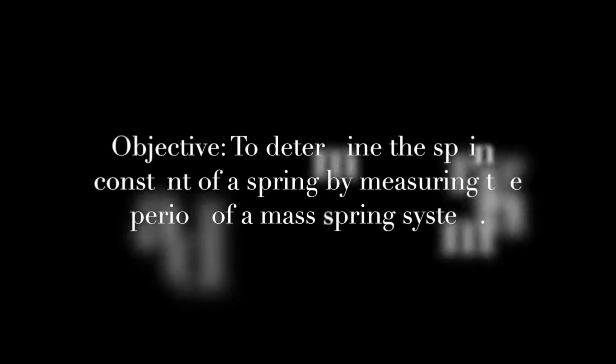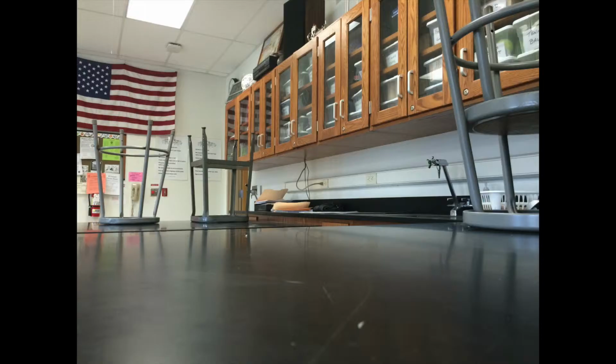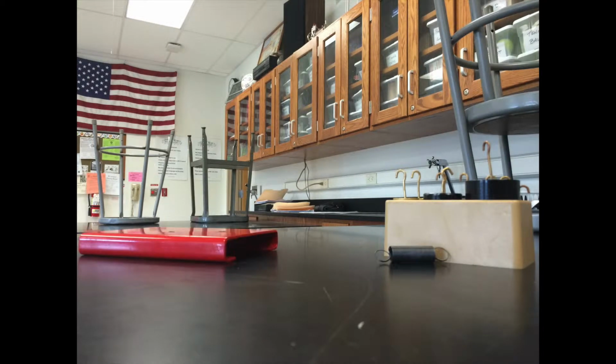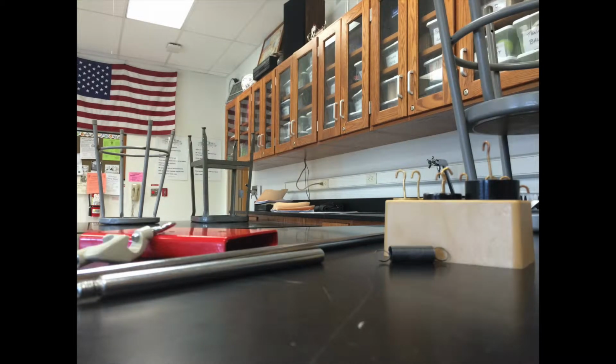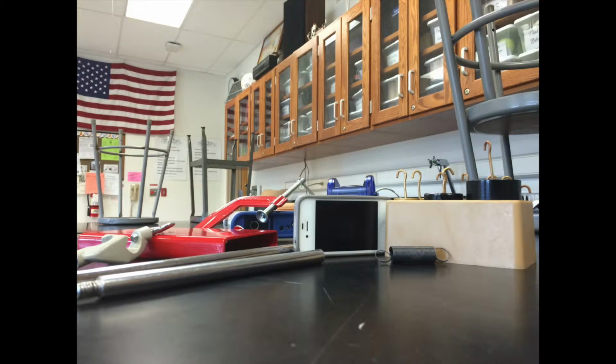The objective of this experiment is to determine the spring constant of a spring by measuring the period of a mass spring system. For this experiment, you're going to need a mass set, a spring, a ring stand, 2 rods, a clamp, a motion sensor, a C-clamp, and a video recording device.